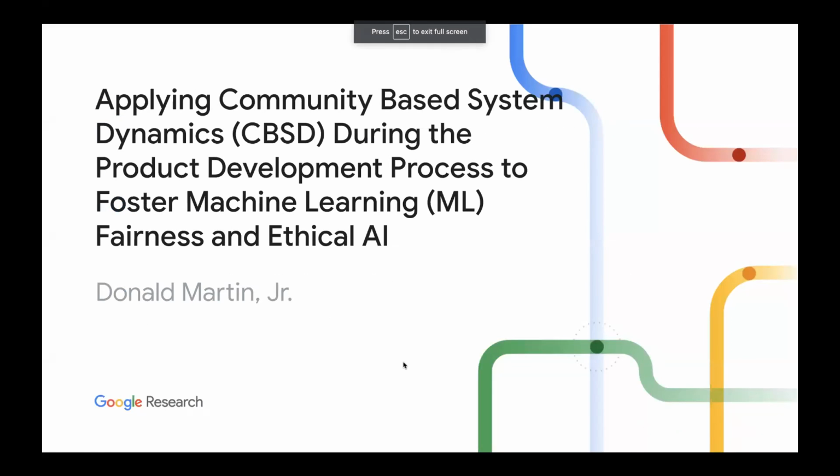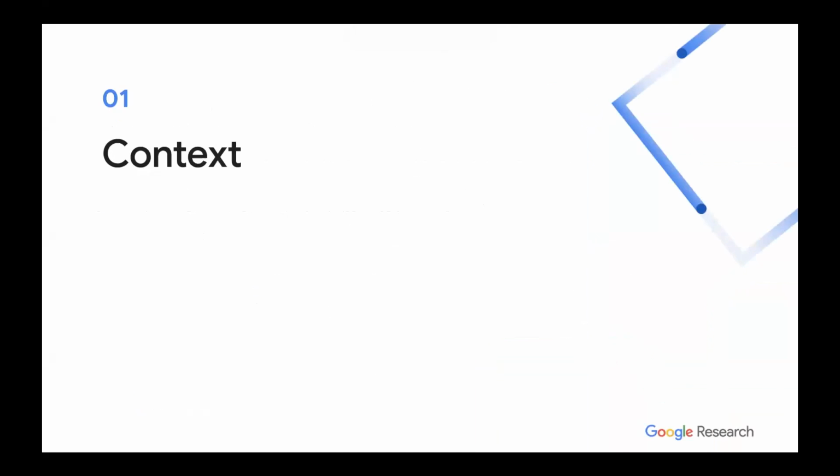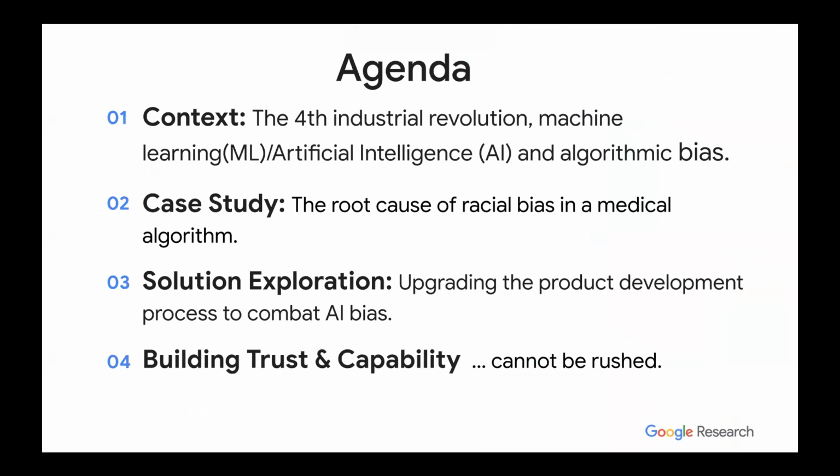So the title of the talk is a little bit long. The shorter title is, how can we leverage community-based system dynamics to combat AI bias in high-stakes domains? And I'm going to walk through that in 4 parts. First, I'm going to set a little bit of context for machine learning and algorithmic bias. Next, I'm going to walk through a case study that's going to help us understand the root cause of racial bias in a medical algorithm. And this is going to help us understand some of the problems we need to solve in this space.